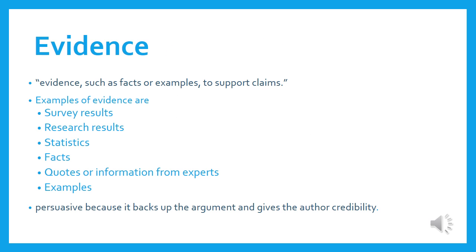The first bullet point from the prompt invites you to use evidence, such as facts or examples, to support claims. Some specific types of evidence that you might find in these reading passages are survey results, research results, statistics, facts, quotes from experts, and examples. It's important to recognize these when the author uses them, and it's also important to know how they are used to support the author's claim. They're effective because they back up the argument and give the author credibility.